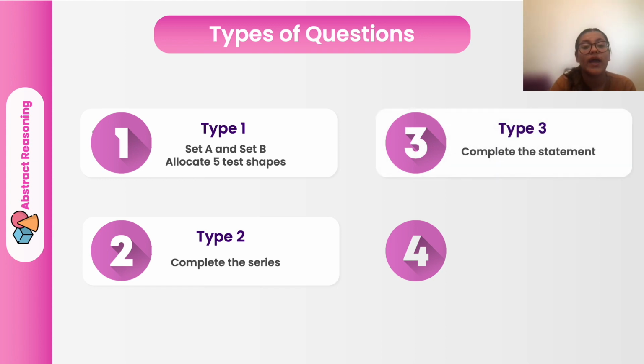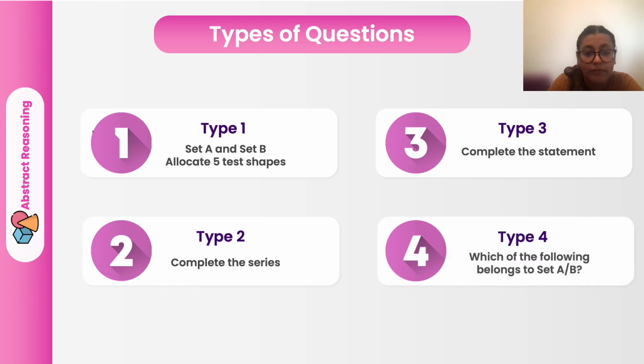Type 3 is where you complete the statement, so one shape is similar to the other shape in a particular way, and then you need to see what the third shape is similar to out of 4 options. And the 4th type of question is again where you have shapes in set A and set B, and which of the following belongs to set A, set B, or neither.